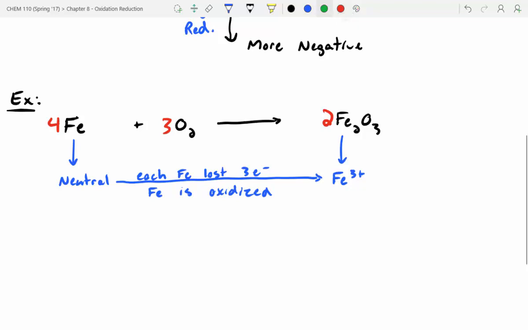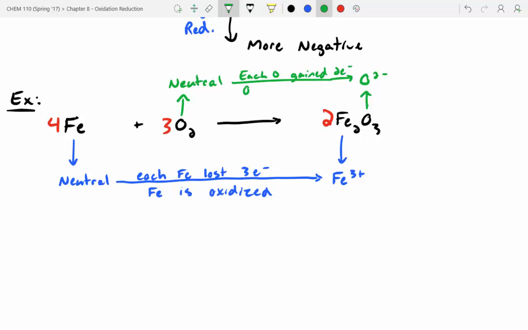So now let's focus on oxygen. What's the charge for oxygen in O2? Neutral. It's by itself. All right, and then over here, what was the charge for oxygen? 2 minus, so we'd say O2 minus. Okay, so if we're keeping track of electrons here, it looks like we gained 2 electrons for each oxygen. So each O gained 2 electrons. So this must be a reduction, right? So oxygen was reduced.